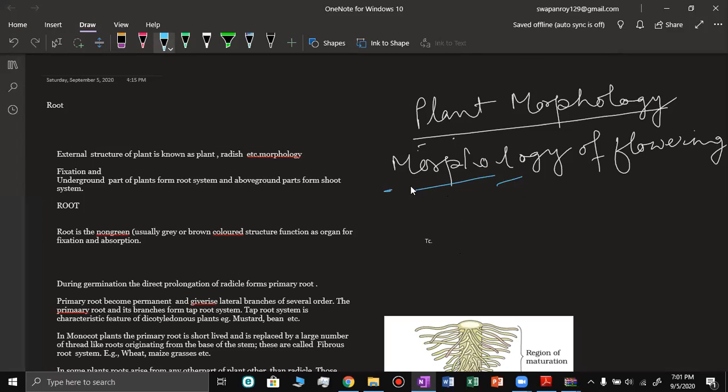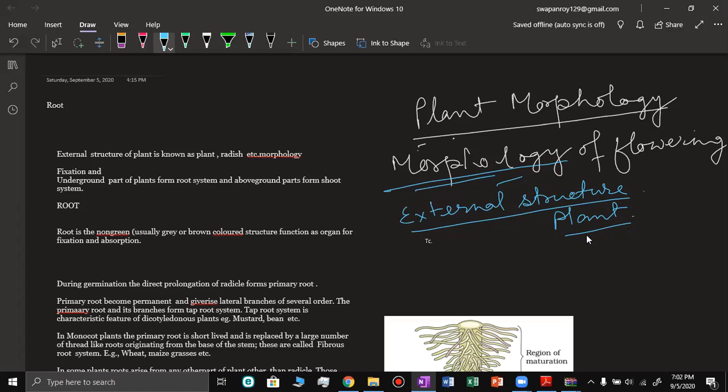But this morphology actually is the external structure of the plant. This includes the structure of root, stem, leaves, flower, fruit, everything.